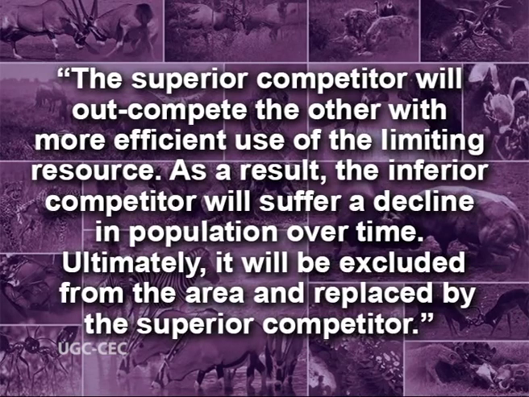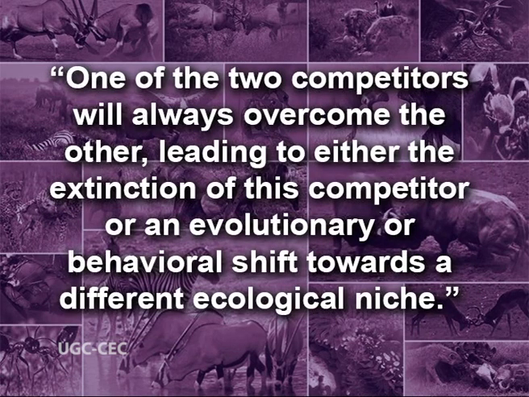The superior competitor will outcompete the other with more efficient use of the limiting resource. As a result, the inferior competitor will suffer a decline in population over time. Ultimately, it will be excluded from the area and replaced by the superior competitor. Thus, one of the two competitors will always overcome the other, leading to either the extinction of this competitor or an evolutionary or behavioral shift towards a different ecological niche.